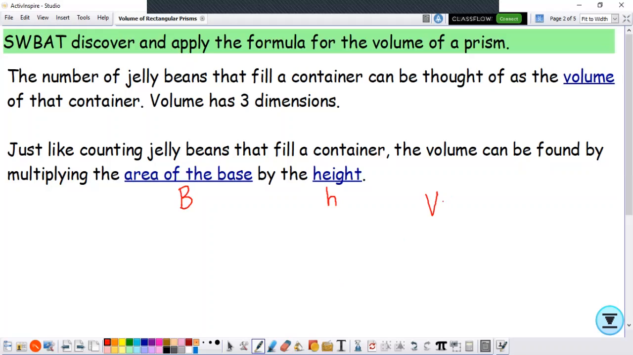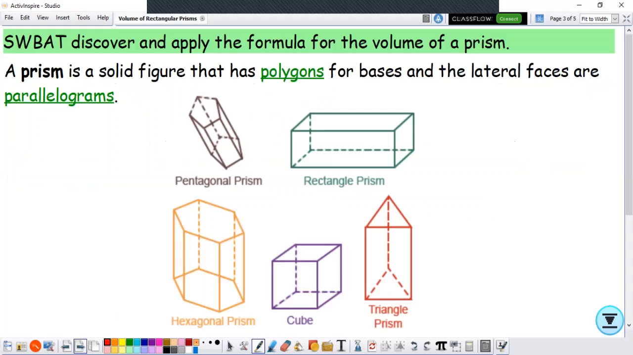So the volume formula that we're going to use is capital B times H, area of the base times the height. Now, we're going to look at rectangular prisms today, but just so you're aware, a prism is a solid figure that has polygons for bases. Polygons are shapes that have sides to them, they're not round.